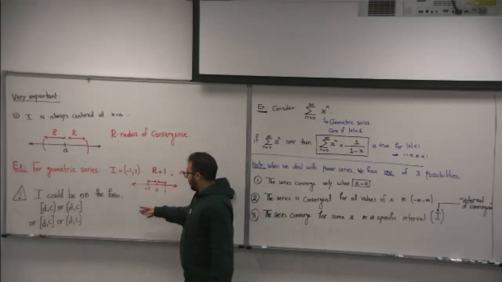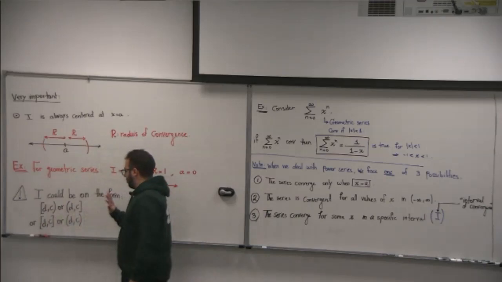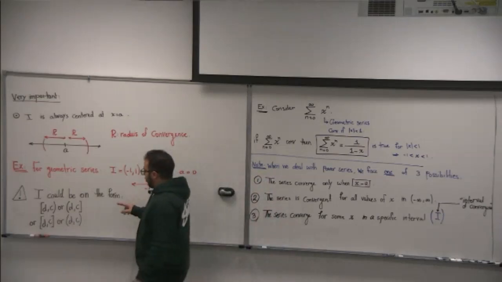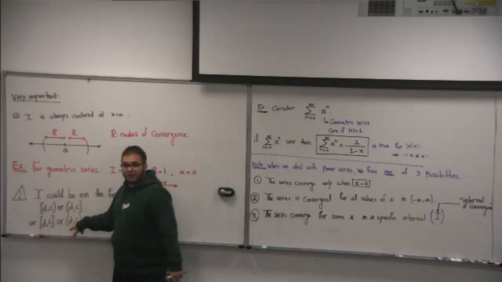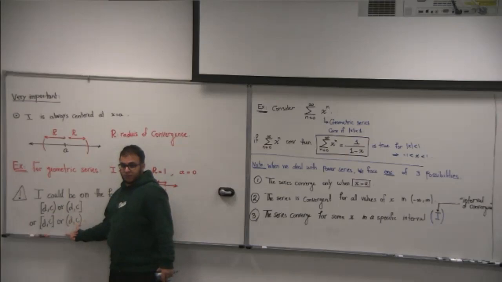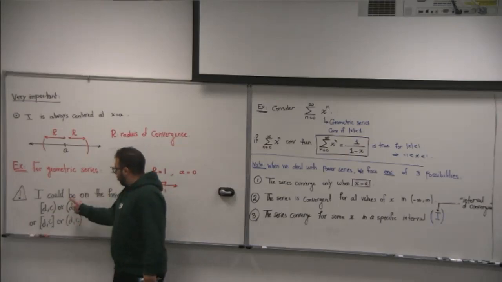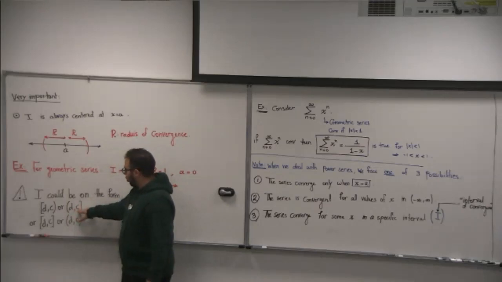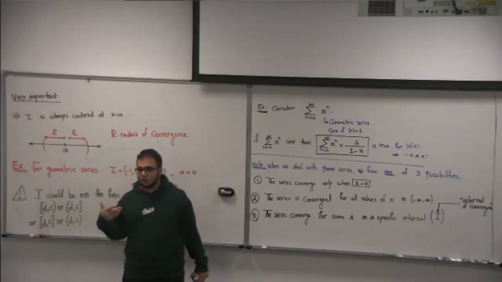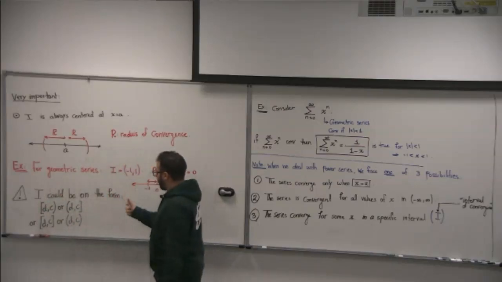How am I going to figure out whether each endpoint is open or closed? Here we will figure it out by solving. You will see. But you have to know that we could end up at any of these possibilities. Actually, when you solve, you're always going to end up with this open interval. Then you need to check the endpoints, D and C. If the series converges at C, for example, then I close the interval at C. If the series converges at D, then I close the interval at D. If it converges at both, then you close both. If it doesn't converge at either, then you open both.